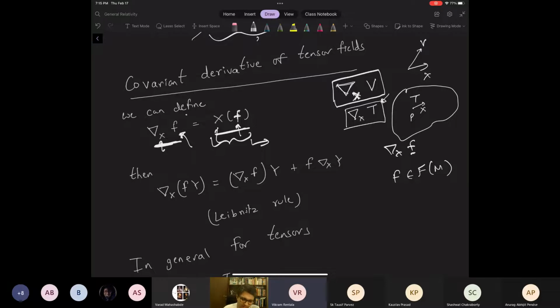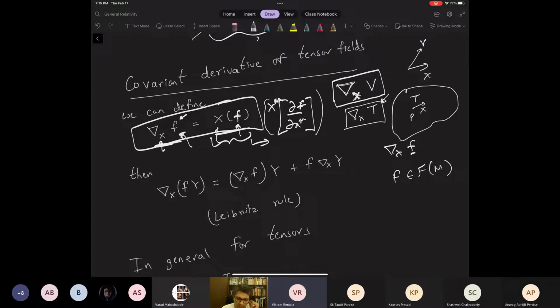Okay, so if you feed it a scalar function, you get the change in that scalar function along the x direction, which is also a scalar function. Okay, so that's xf, where xf, you remember, in components was partial x mu of f. It's just this, sorry, times x mu, where x mu are the basis coefficients.